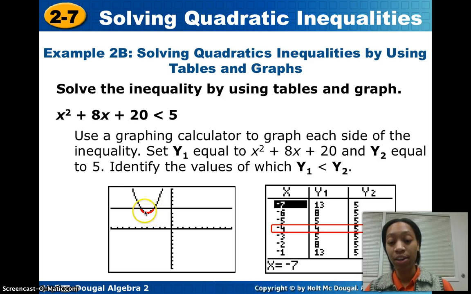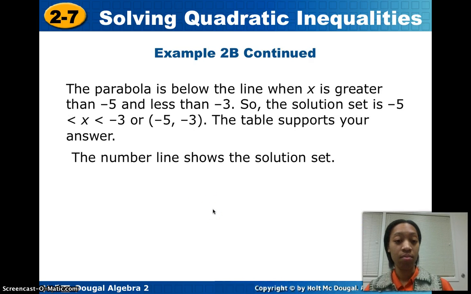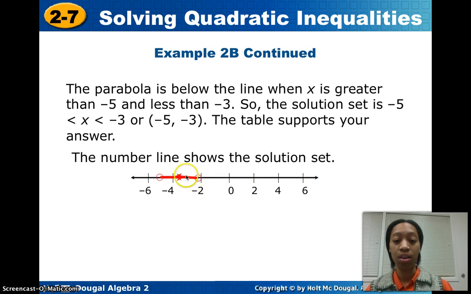So it's less than 5 here, and that is going between negative 5 on one side and negative 3 on the other. So now when we graph it on our number line, we have greater than negative 5 and less than negative 3. So we're only coloring in the area in between them, and our dots this time are open because the points themselves are not included.